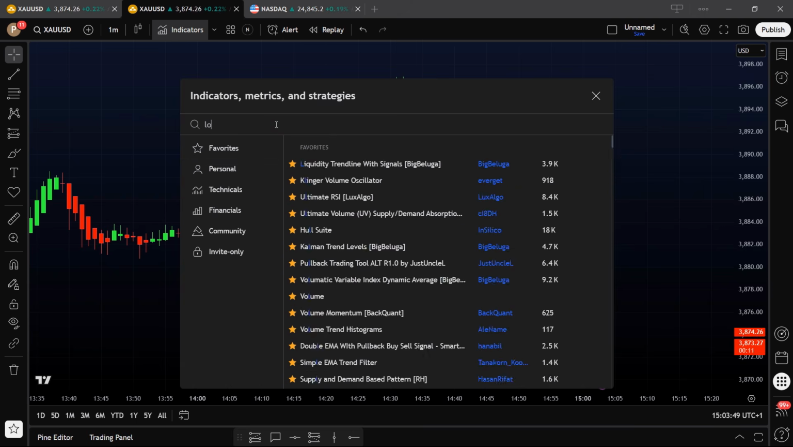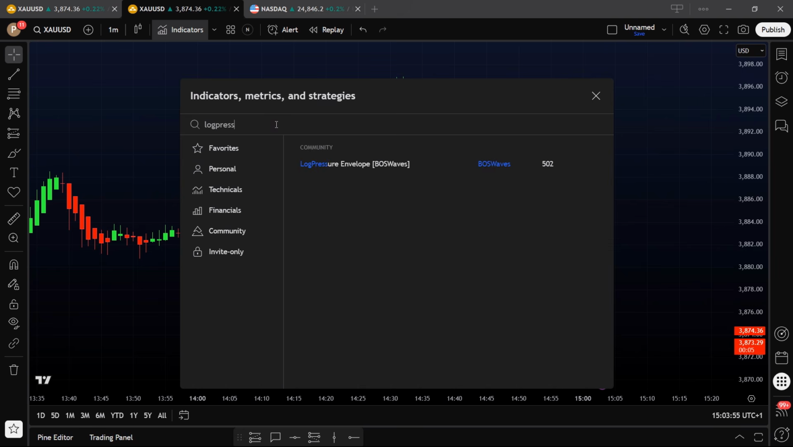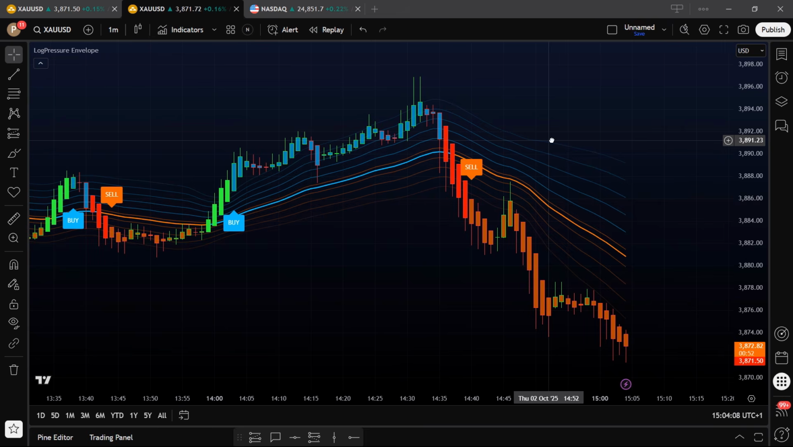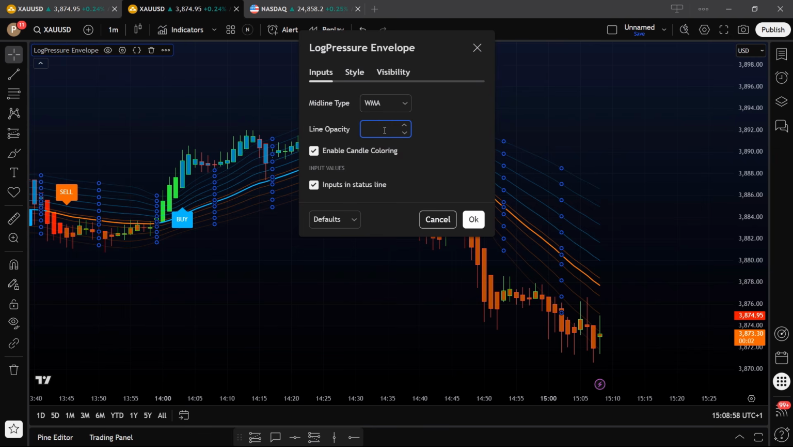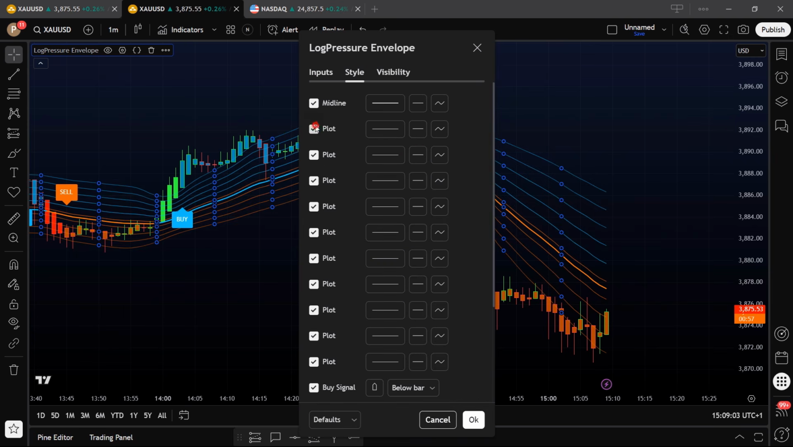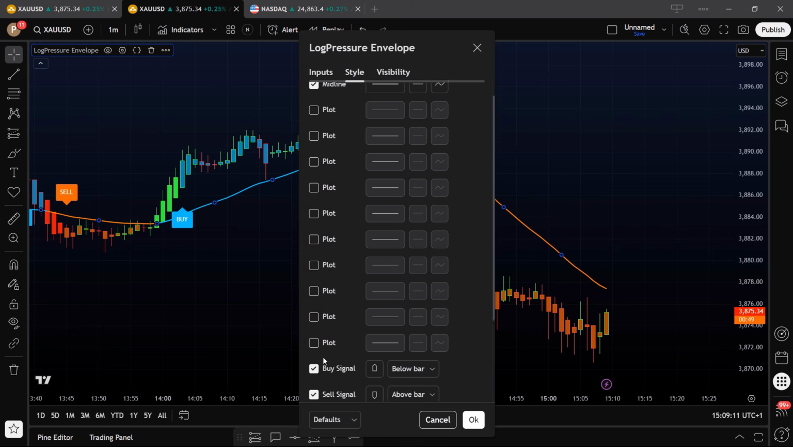First, go to Indicators and search for Log Pressure Envelope. Add it to your chart. Now, open the settings. These changes are critical. Midline type, change from EMA to WMA. Line opacity, change from 85 to 50. Finally, uncheck these bottom options to clean the chart.